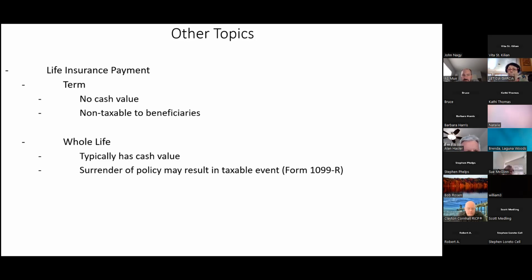And then there's other terms. I know it's known as universal, whole life. There's probably 2 or 3 other terms, but whole life typically has a cash value. And when you surrender a policy, as it says on the screen, there may be a taxable event. And your starting point would be that information return, the 1099-R. And then you got to dig into the 4012. Any comments regarding life insurance? I think we have a financial guy.